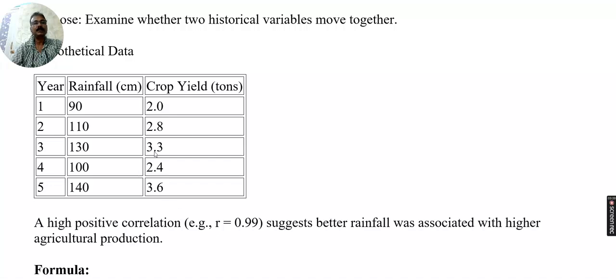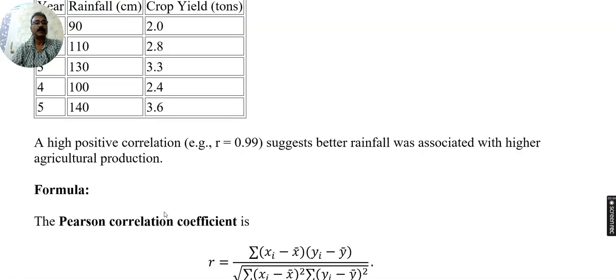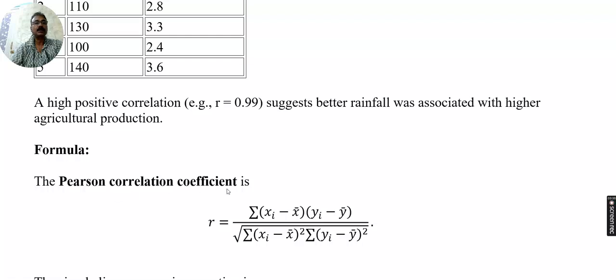Suppose after the application of the formula, the value of the correlation coefficient came 0.99. So how can we explain? It suggests that better rainfall was associated with higher agricultural production. This will be the conclusion. Now the question is, what is the formula? How can we calculate the R? It is known as the Pearson correlation coefficient.